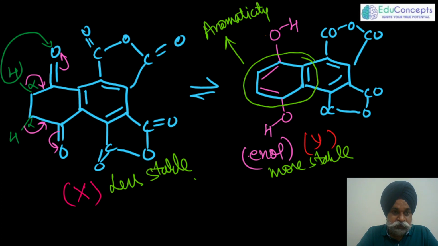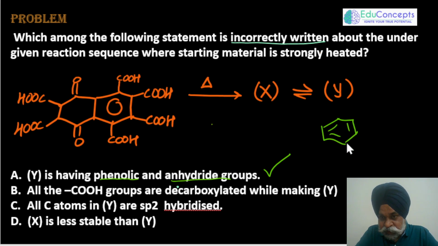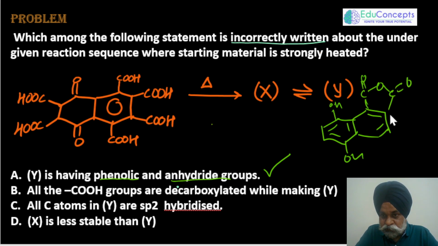Let us see what options they have given to us. The first option they have said is Y is having phenolic and anhydride groups. So this in a way is a correct statement. This Y contains all those features which we have just shown here. Just to save the time, let me do it speedily. So you have an anhydride also along with it. Anhydride also being formed here.